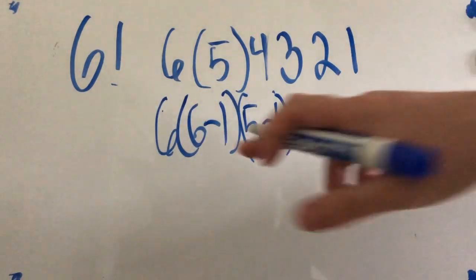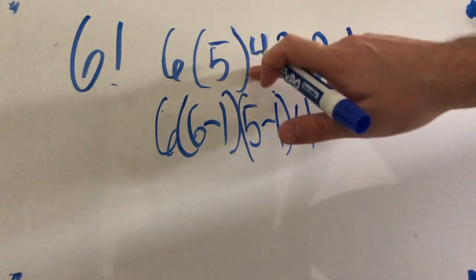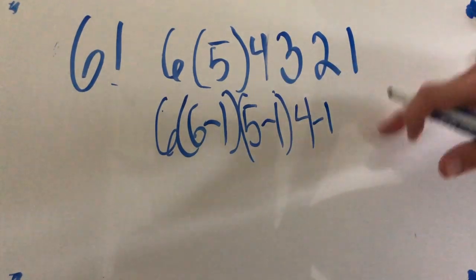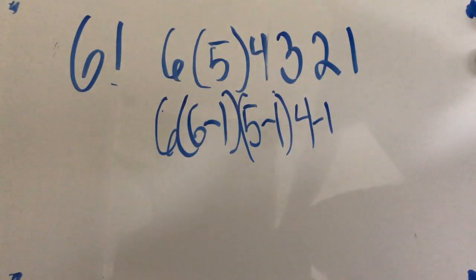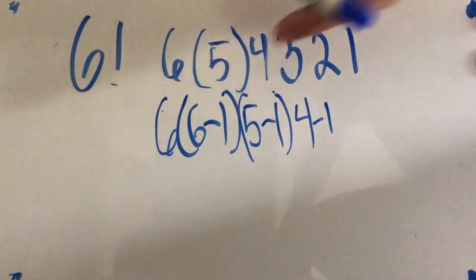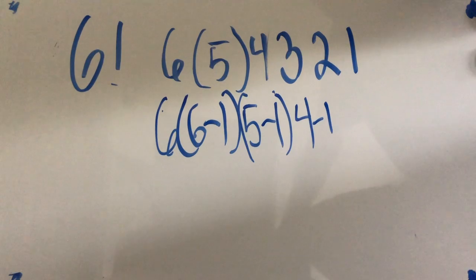Well, if you think about it, 6 minus 1 is 5. 5 minus 1 is 4. 4 minus 1 is 3. Then 3 minus 1 is 2. 2 minus 1 is 1. And then of course, we're only going down from that number down to 1. We're not going to use 0 because if we do use 0, the answer would be 0.